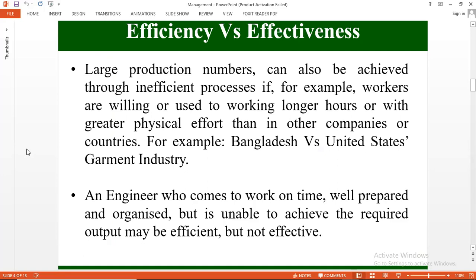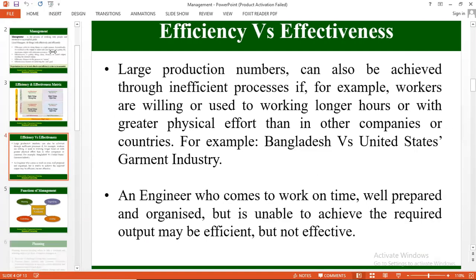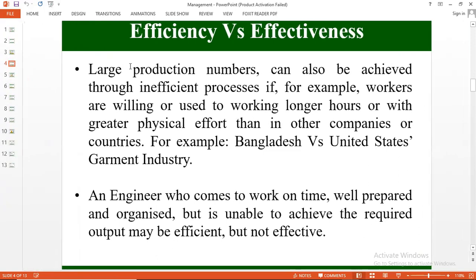Further, we move towards the explanation of efficiency versus effectiveness, that is, what would be the best thing here. Large production numbers can also be achieved through inefficient processes. For example, workers may be willing to work longer hours or with greater physical effort than in other companies or countries, for example, Bangladesh versus the United States garment industry. So these are the large production numbers. That's a comparative analysis between two countries.